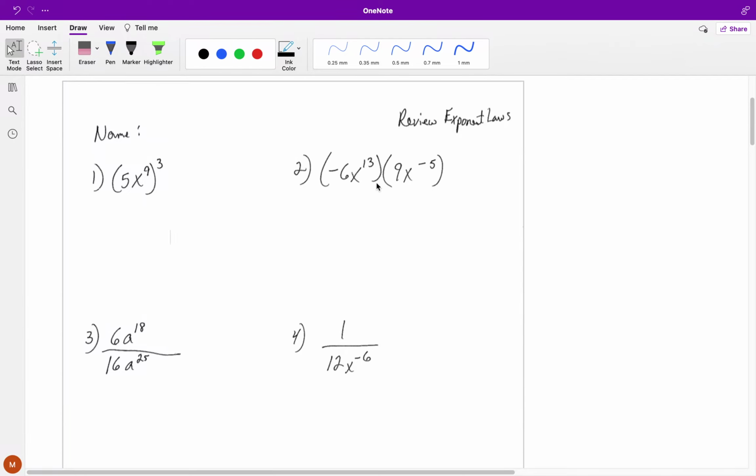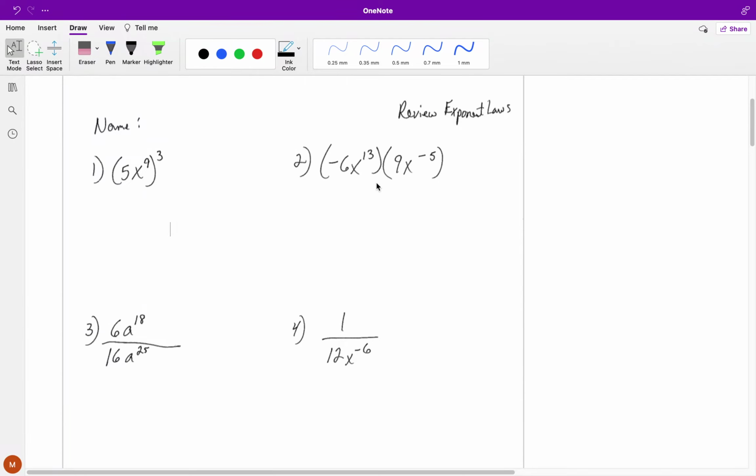Go over each of these questions that are going to be on your assessment as a review, and I will go over the first, or one of the exceeding questions. So for this one, remember, if you get stuck, take the numbers and separate them from the variables. So I'm going to rewrite this as 5 cubed times x to the 9th raised to the 3rd power, because this is where you're making your mistake.